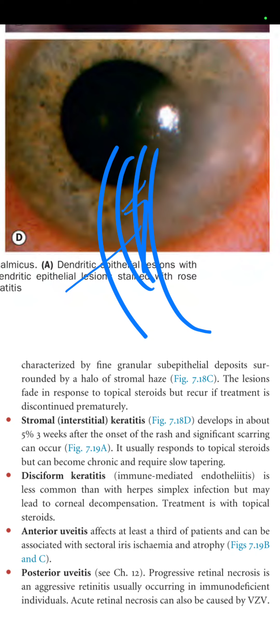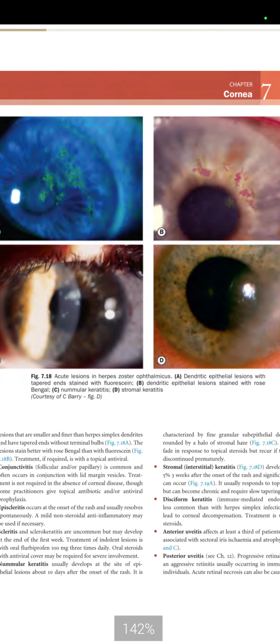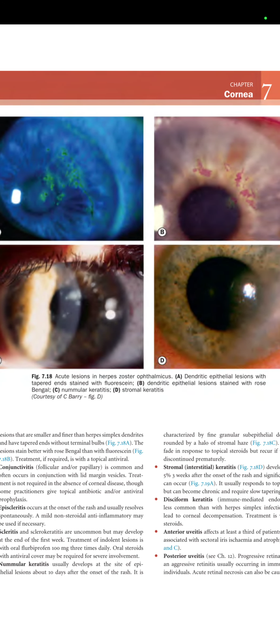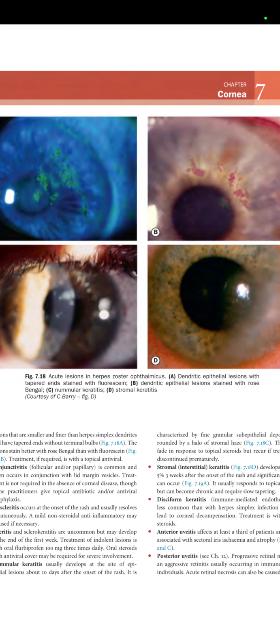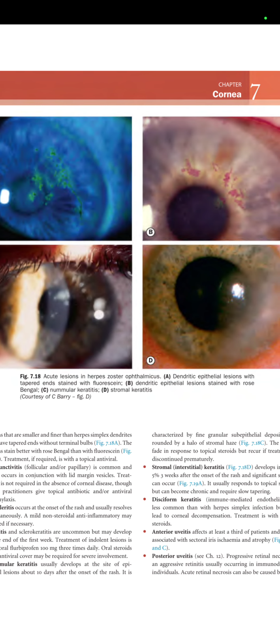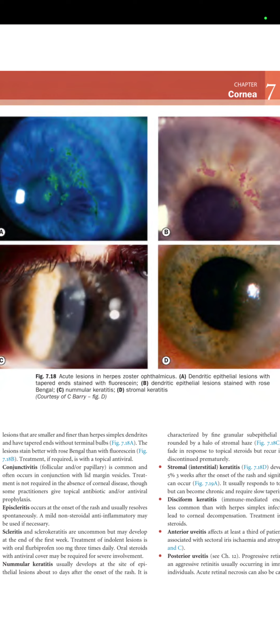Disciform keratitis, an immune mediated endothelitis, is less common than with herpes simplex infection but may lead to corneal decompensation. Treatment is with topical steroid. So we will see figure 7.18. Figure 7.18 shows the acute lesions in herpes zoster ophthalmicus. A shows the dendritic epithelial lesion with tapered end stained with fluorescein. B shows the dendritic epithelial lesion stained with rose bengal. C shows nummular keratitis. D shows the stromal keratitis.